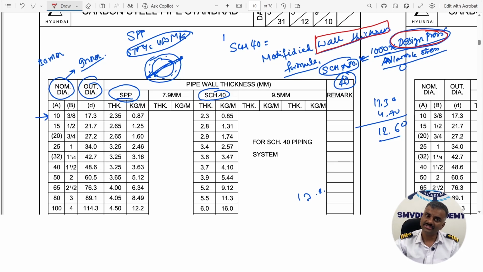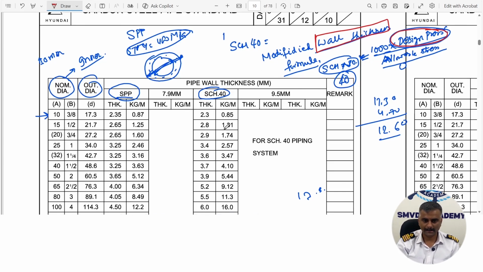And why are we increasing the schedule number? We are increasing the schedule number to use it for a higher service pressure. If you are using schedule 40 for 20 bar pressure, then you will use schedule 80 for, say, 40 bar pressure, just as an example. So if you want to increase the service pressure, you have to increase the schedule number. So that is what a schedule number is.